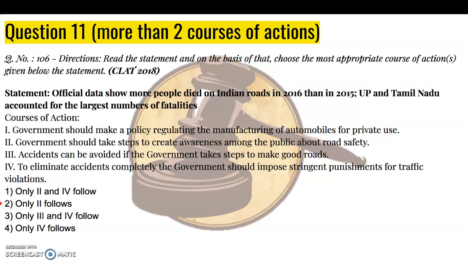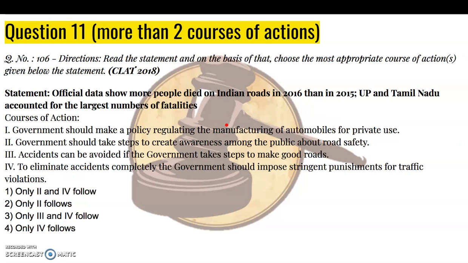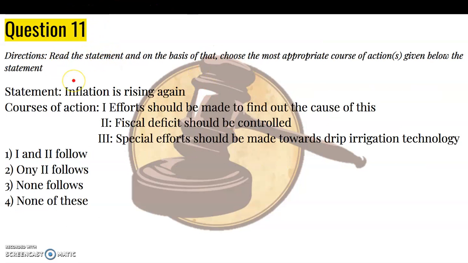Okay, now let's move on to the next question. I think I've made a mistake. This should be question number 12. Anyways, no problem. Let's read the statement. It says that inflation is rising again. A very small statement, but a very big problem. So, what can we do about the inflation?